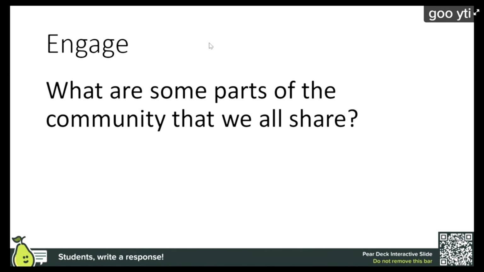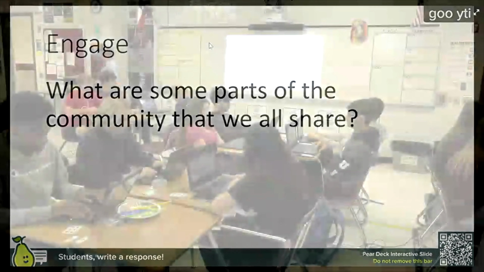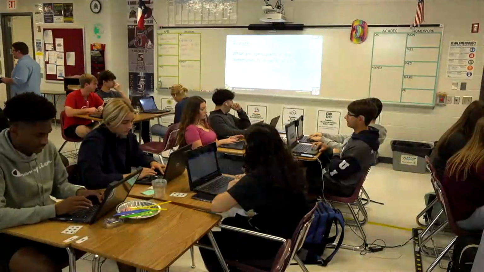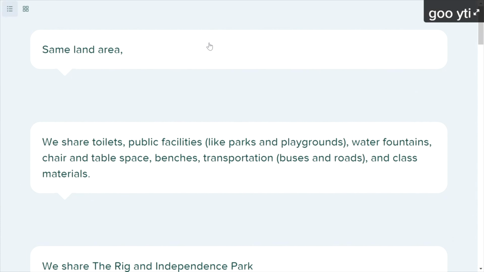So let's narrow this down to our community. What are some parts of Pearland or Pearland High School that we all share together? Go ahead and answer in Peer Deck for me, and then you can copy and paste it into your lab. We share the same land area. We share toilets, public facilities. That's a good one right there. Water fountains, chairs, space, benches. If you rode the bus, you shared the bus. If you drove today, you had to share the road with people, didn't you? It's the whole point of learning how to drive, how to share the road with people.